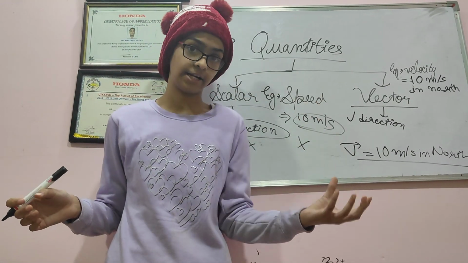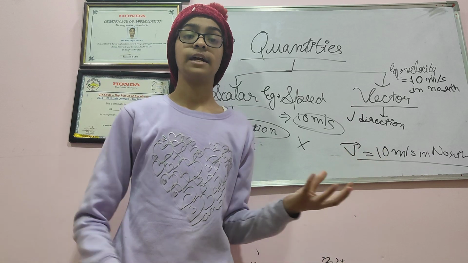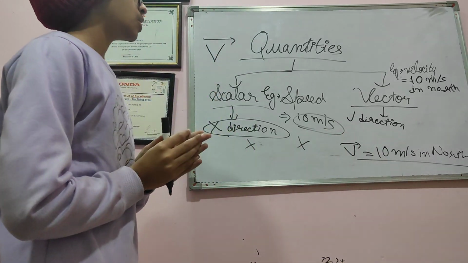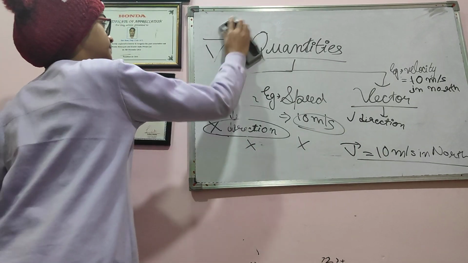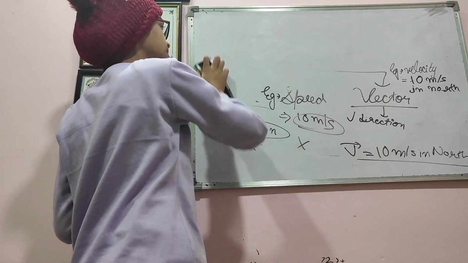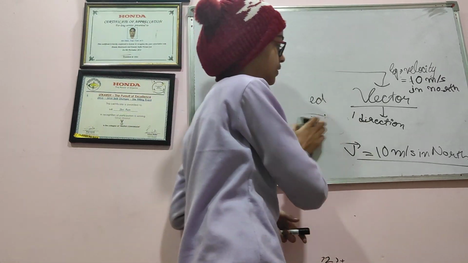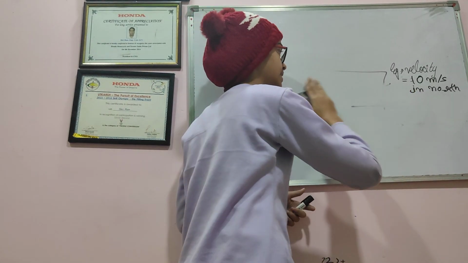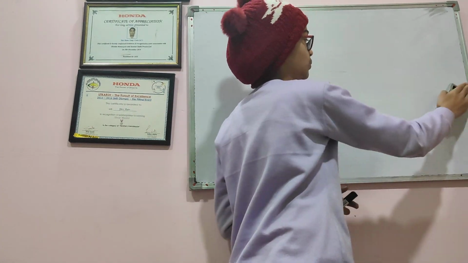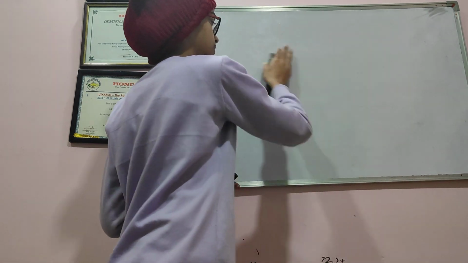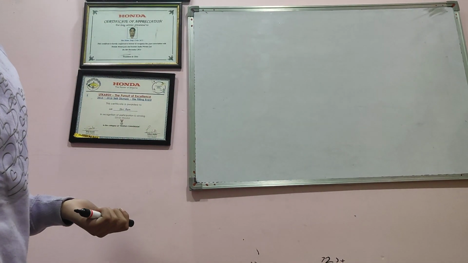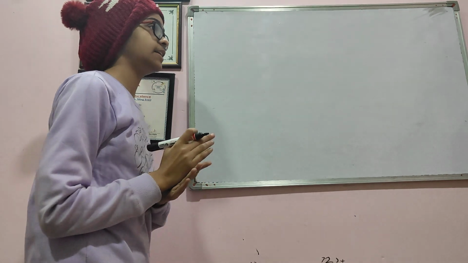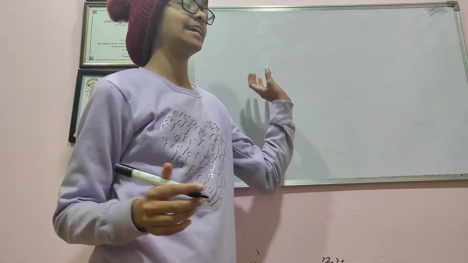Now let's learn one similarity and one difference. What is the similarity between them and what is the difference between them? So please take handwritten notes yourself. You will be able to understand really quickly when you have an exam or something. So similarity would be they both have magnitude. Scalar and vector quantity, they both have magnitude.